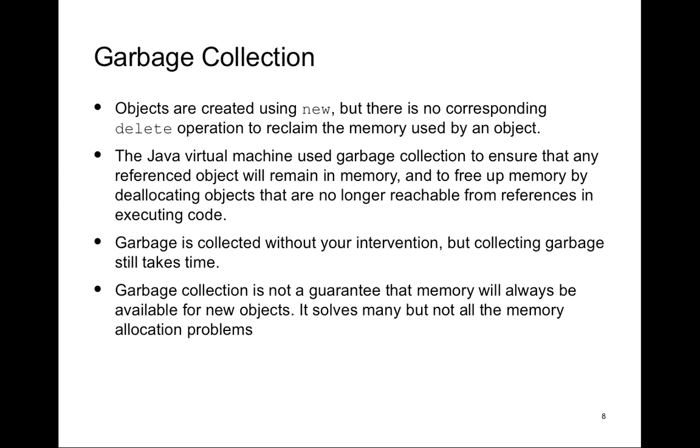So, let's see, garbage collection. This is on there. We know that we have new, and I don't know if I covered this or not, so I'm just going to briefly summarize it. We know that there's new, but there's no corresponding delete because we don't have to remove anything. We can allocate, and the Java JVM deallocates for us automatically. So it's a collection. There's no intervention, but collecting garbage will take some time. So the JVM does slow down the operating system a little bit because it is doing automatic garbage collection.